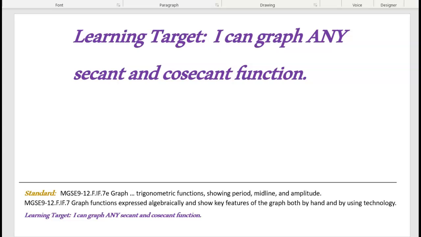The goal today is to graph any secant function and any cosecant function. You've already seen sine and cosine. You've already seen tangent and cotangent.